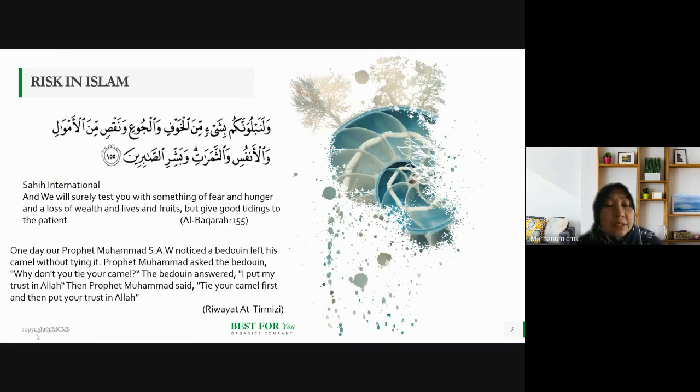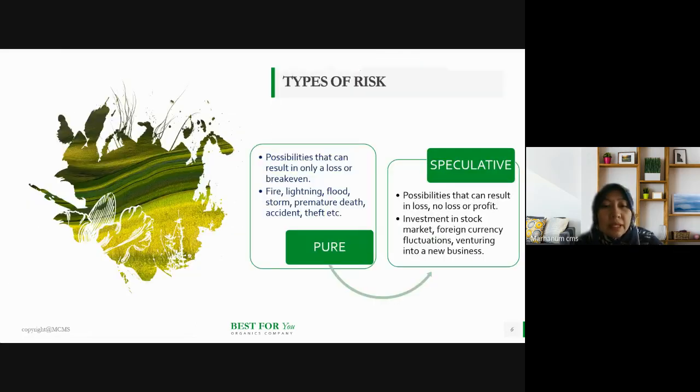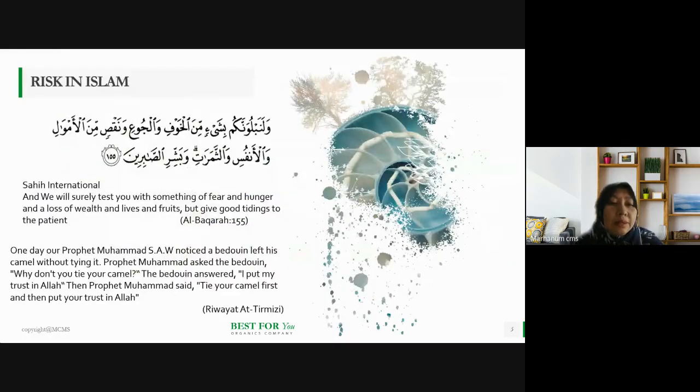But the Prophet said, tie your camel first, and then put your trust in Allah. So we need to put effort first, and then we can pray to Allah. For sure, Allah will take care of it. So this hadith is related to the concept of takaful, which is for emergency planning. So we have to do something to plan for our emergency, and only then can we pray to Allah.